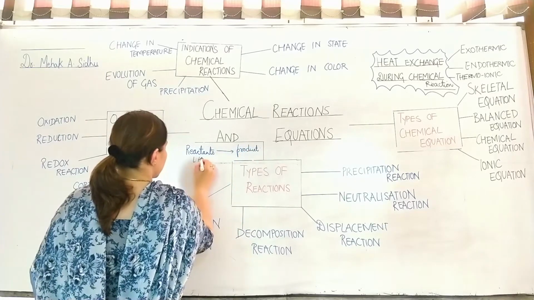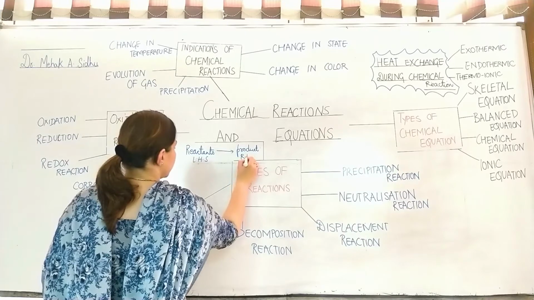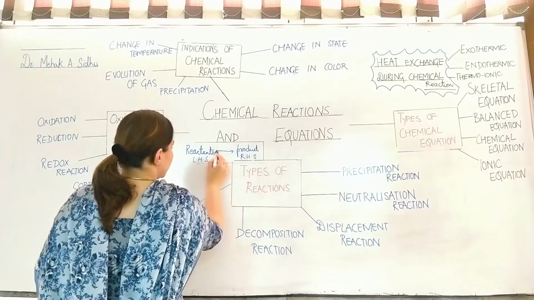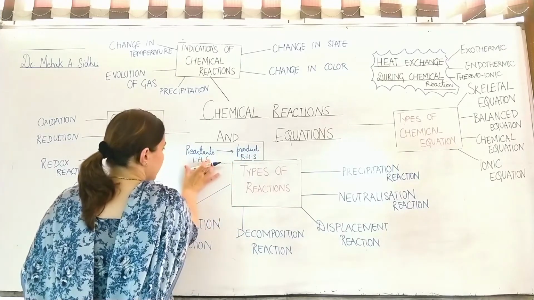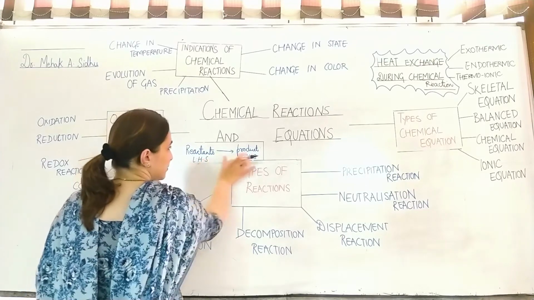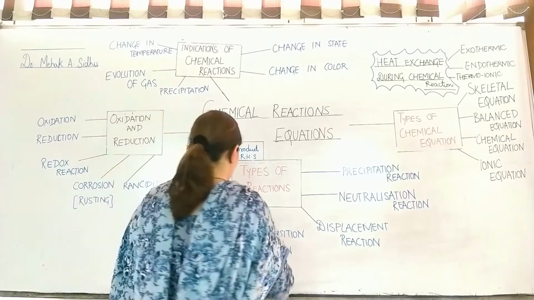This is LHS, that is left hand side. This is RHS, that is right hand side. The elements written on the left hand side of this arrow are known as reactants. The elements on the right hand side are known as products.